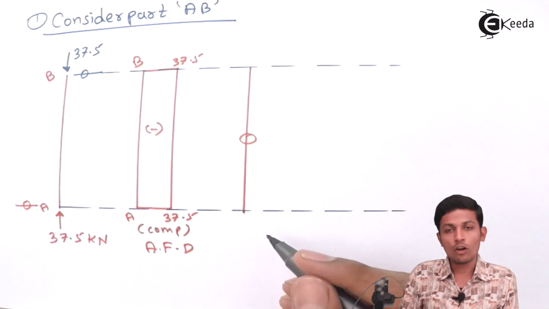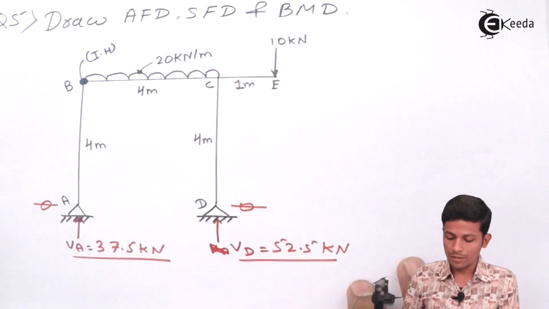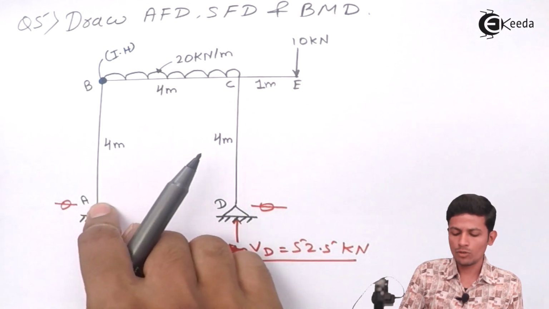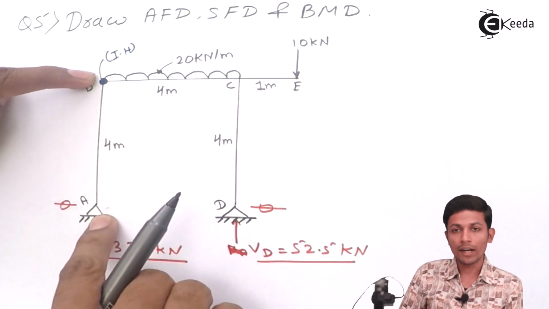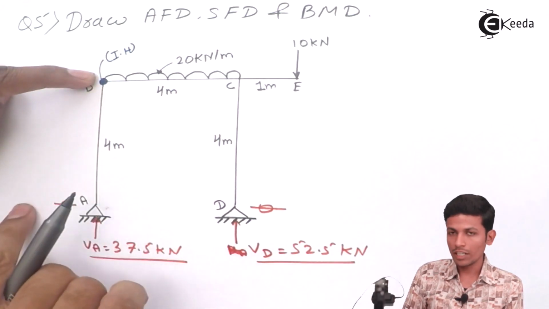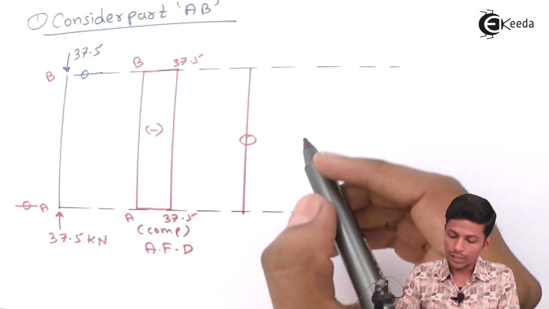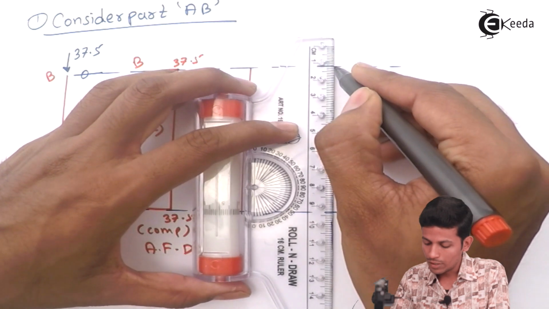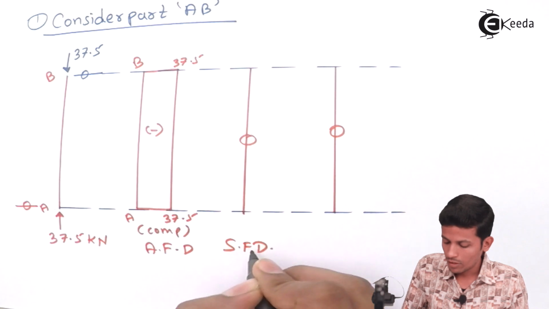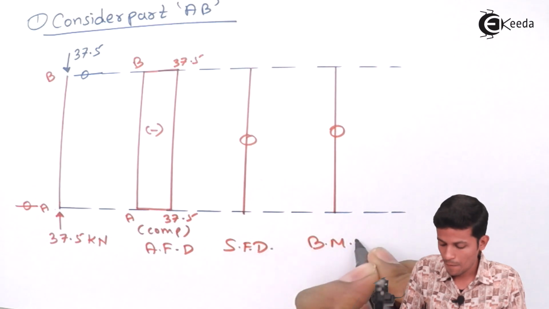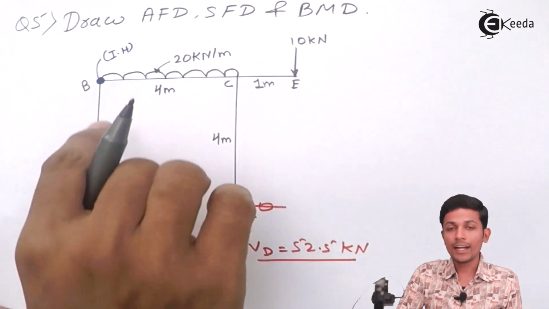And for bending moment, always see the original diagram. What is bending moment at A? It will be 0. What is bending moment at B? Either you can take this part or you can take this whole part. We are taking this whole part. There is no vertical force and no horizontal force, that's why bending moment at B will also be 0. That's why this part must also come with 0. This is your SFD, this is your BMD.